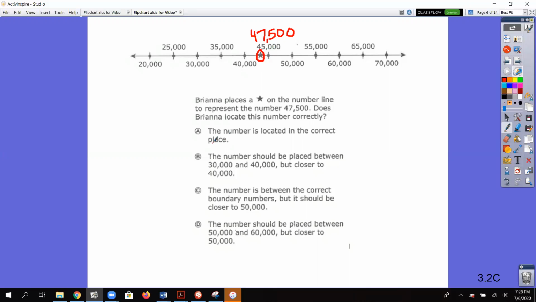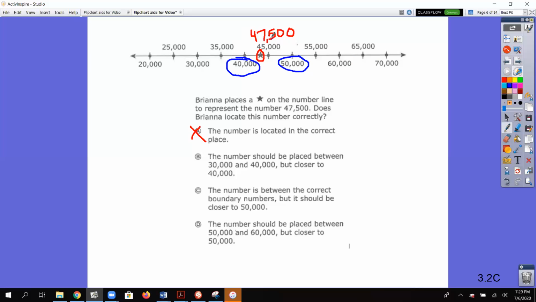A says the number is located in the correct place. We know that's not correct because she actually put it wrong. B, the number should be placed between 30,000 and 40,000, but closer to 40,000. What would be the boundary numbers of 47,500? She has the right boundary numbers. These are her boundary numbers right here. Let's get a different color so we can see it a little better. She has the correct boundary numbers. She has 40,000 and 50,000. But where should it be closer to?